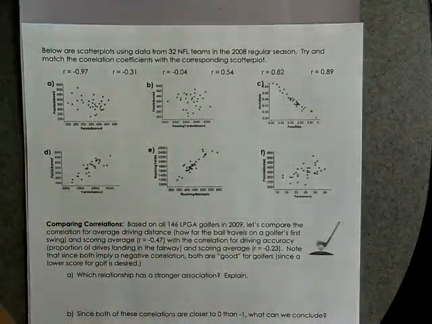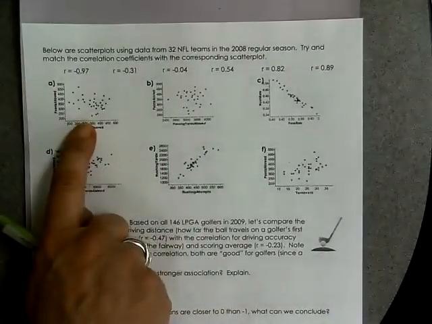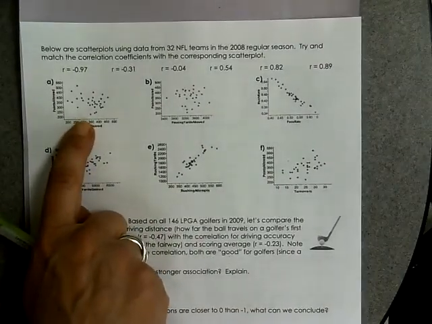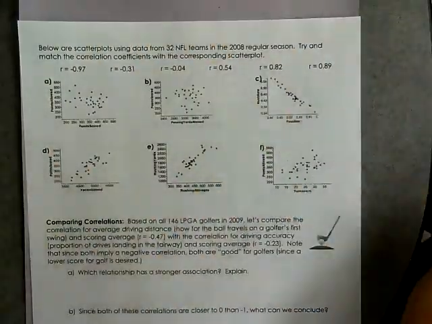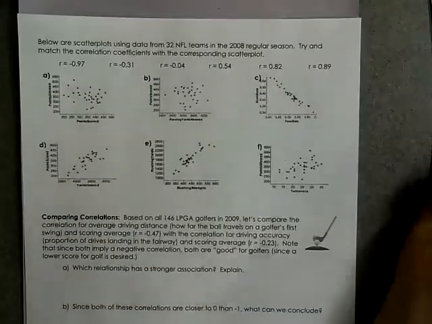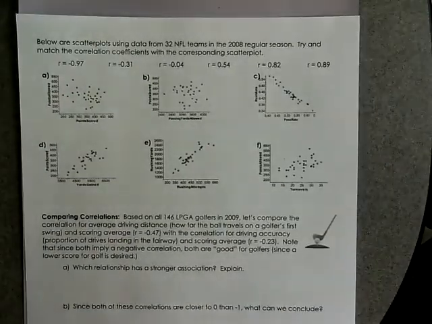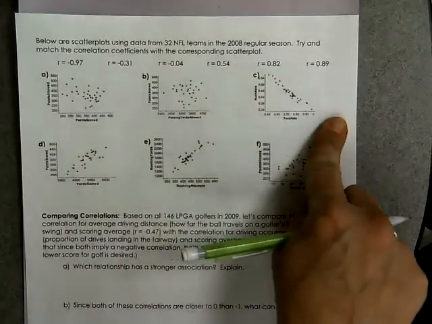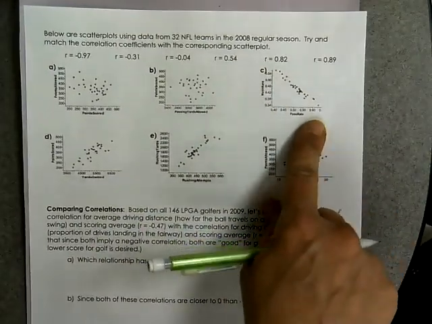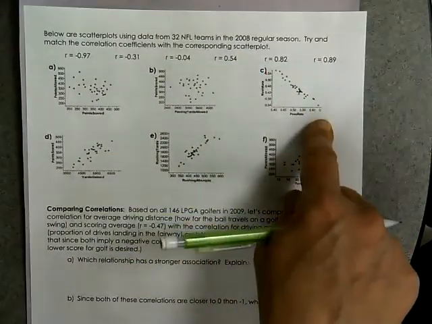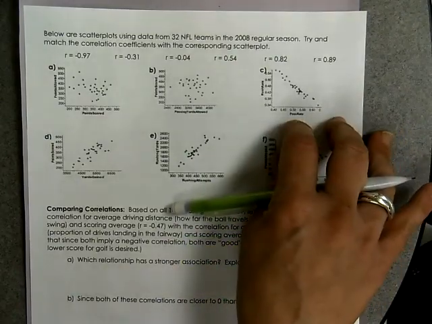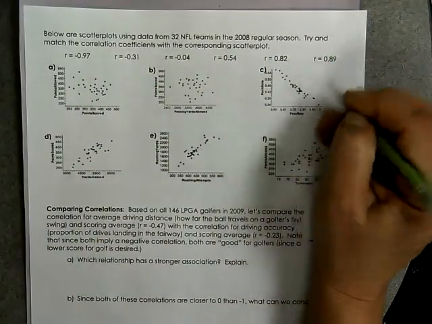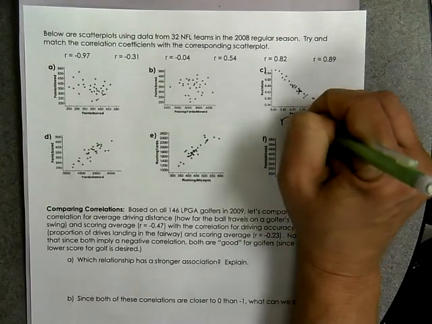So let's see how you guys did. I wouldn't be able to look at this and say, oh, that's R equals this. I think this would be like a matching process of elimination type of a thing. I'm going to look for the strongest relationship I see. Letter C was the strongest one, and I see that that's the strongest, most negative linear relationship that I see. Therefore, I know that letter C would have to be that R equals negative 0.97.